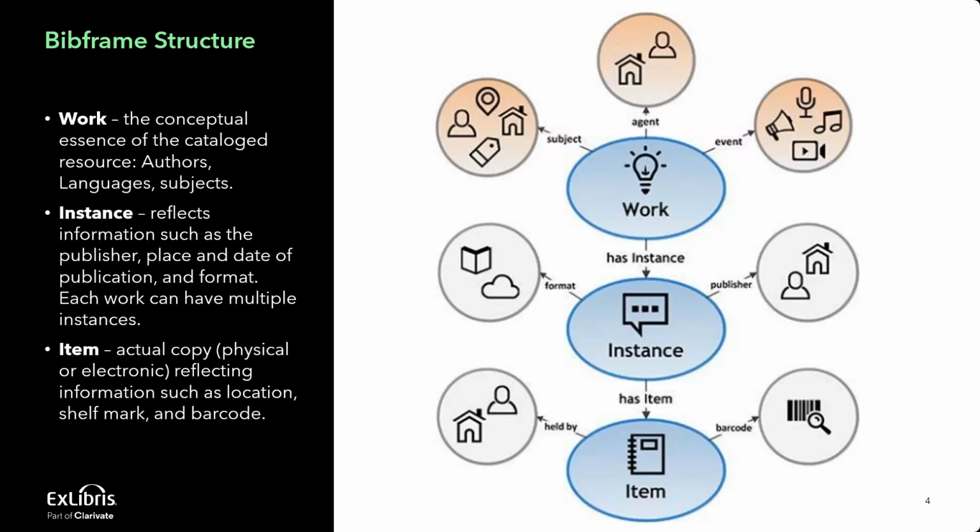And then we have the item level, which is similar to the item level today in MARC, where we can see the actual copies reflecting information such as location, shelf mark, and also if there's anything special about the item, for example, if it's a signed copy of a book.